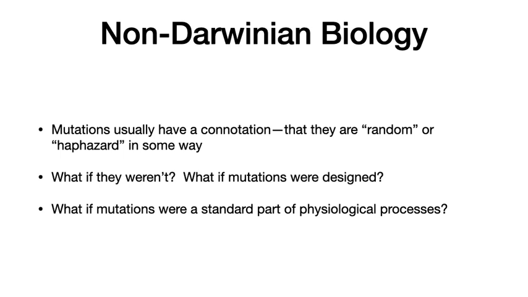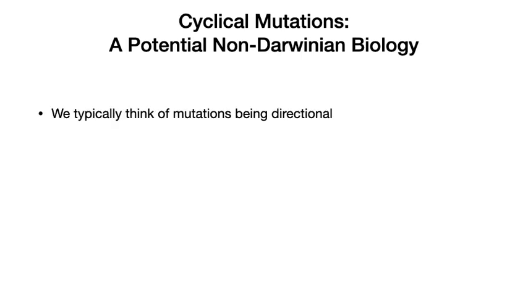That's the way we think about mutations in general: as being cumulative. Most population dynamics simulators do this, with an origination and fixation model. You have a new mutation pop up out of nowhere, it gets assigned a fitness value, and then it sticks around. But what if instead the mutation process was designed? How would that change the way that we looked at things? So anyway, as I said, we typically think about mutations being directional.